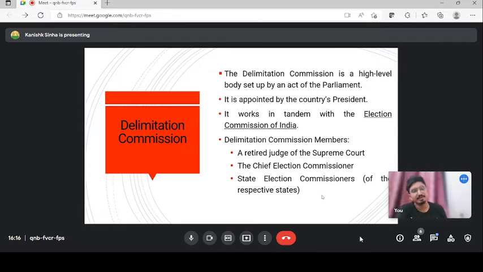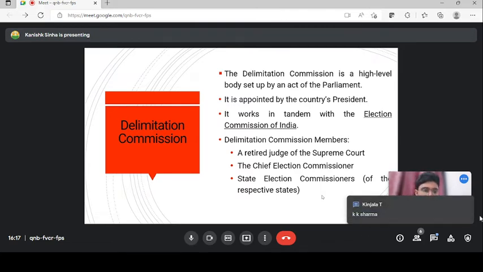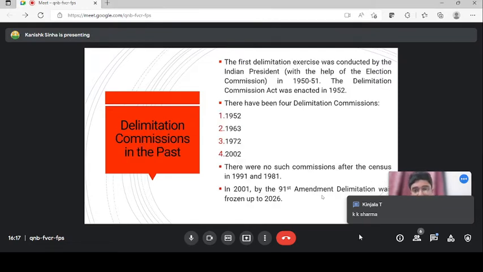Nothing new to explain to you guys. You just have to make notes on the same and have knowledge about all this, because you will be getting direct comprehension-based questions on all these sentences. Mark my words. Okay, so it is a body set up by the Parliament, appointed by the President, and the commission consists of the retired Supreme Court judge, Chief Election Commissioner, and the State Election Commissioner of that respective state. So as of now, you have to remember only the State Election Commissioner of Jammu and Kashmir. And who is he? Anyone? Let me know in the chat box. Very good. Next slide.